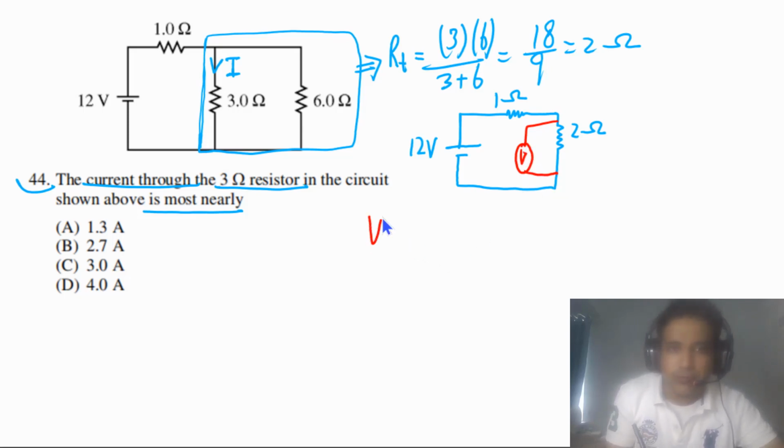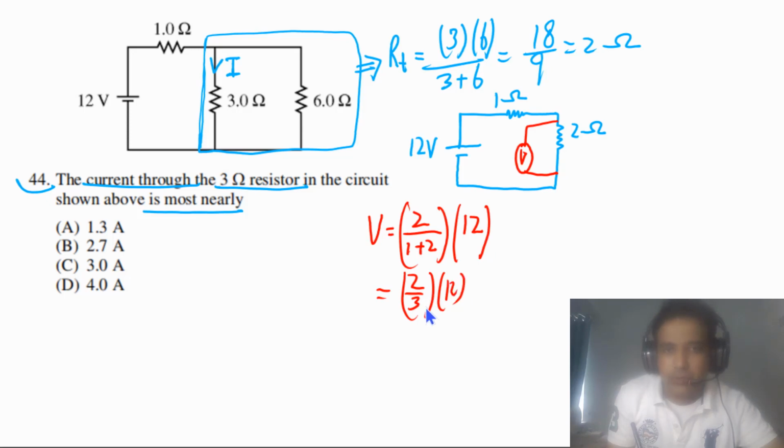So the value of V we can find out. Value of V will be equal to 2 divided by, means the resistance of this resistor divided by the total resistance, 1 plus 2, multiplied by EMF of the battery. So we have 12 volts. If we solve this, we get 2 divided by 3 multiplied by 12. So in this case, we will get value of V equal to 8 volts.